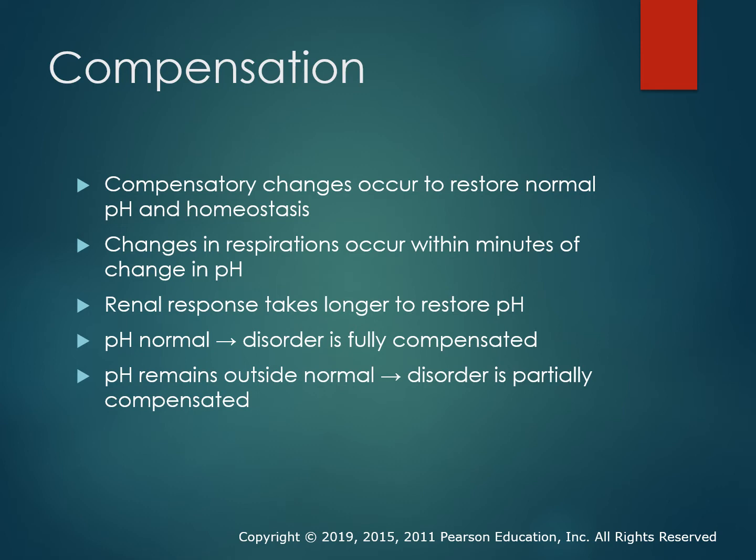Okay, and then in respiratory alkalosis, you have a loss of CO2 and deficient carbonic acid. Kidneys excrete bicarbonate and conserve hydrogen ions to restore carbonic acid and bicarbonate ratio. So with respiratory alkalosis, you'll see an increased pH, decreased PaCO2, and a decreased bicarb.